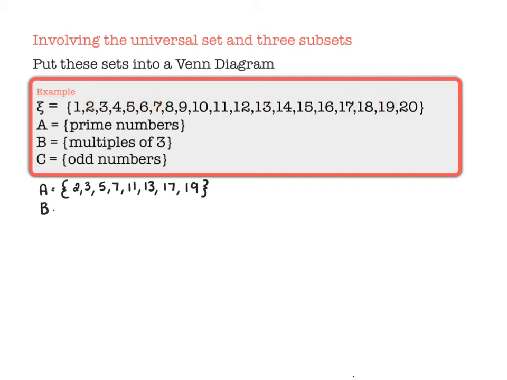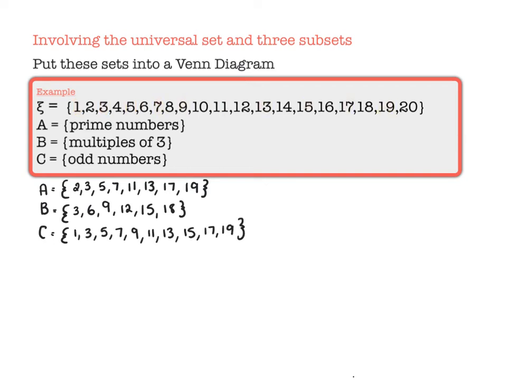Next we've got B, which is the multiples of 3, so 3, 6, 9, 12, 15 and 18. And finally we've got our subset C, which are our odd numbers, so 1, 3, 5, 7, 9, 11, 13, 15, 17 and 19.